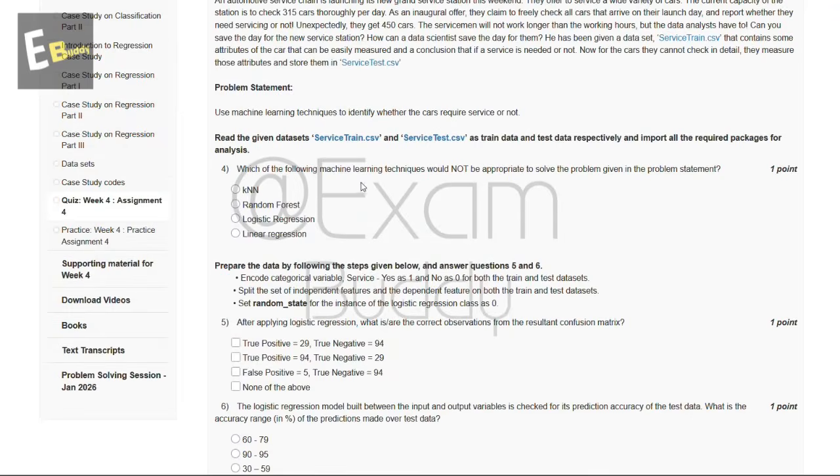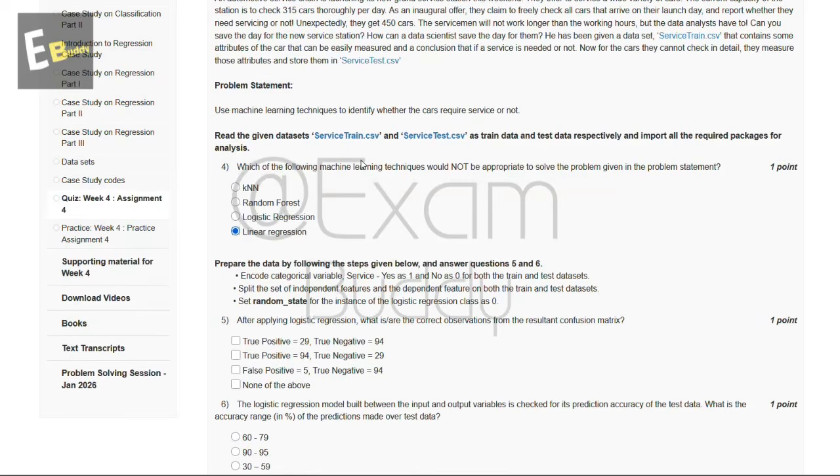Which of the following machine learning techniques would not be appropriate to solve the problem given in the problem statement? So these are the options and the answer of our fourth question is D, linear regression. And now let's go to our question number 5.